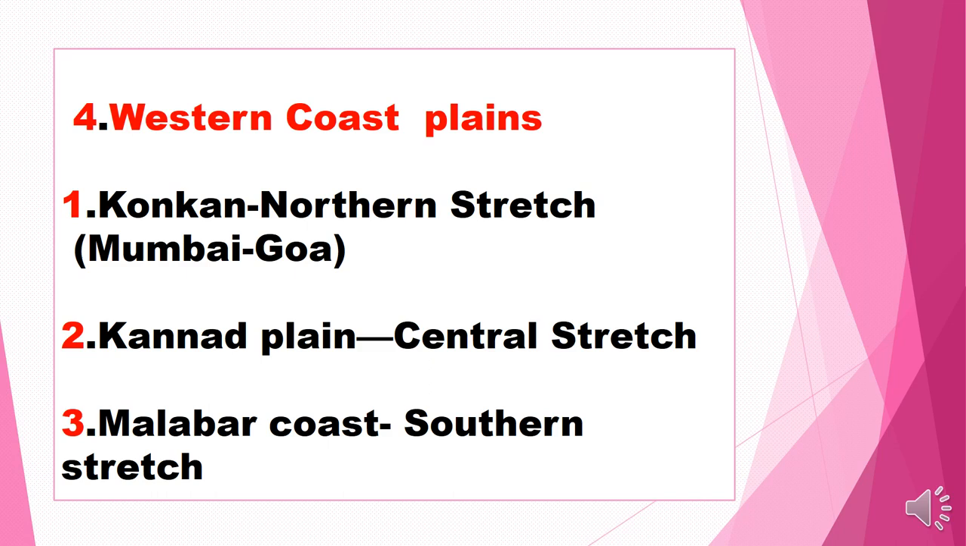The Western Coastal Plain is divided into three sections. The area from Mumbai to Goa is called Konkan, the northern stretch of the Western Coastal Plain. The middle part, the central stretch, is called Kannad, and it is located in Karnataka; Kannad is the language of Karnataka. After that, the southern part of the Western Coastal Plain is called the Malabar Coast. So there are three sections of the Western Coastal Plain.